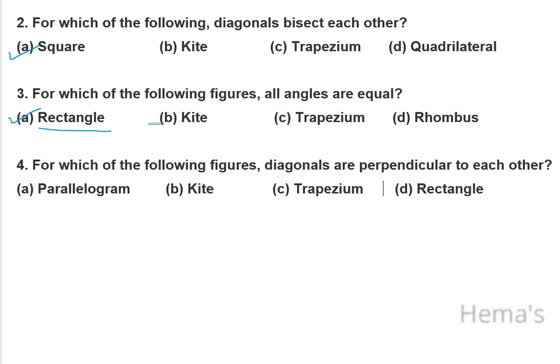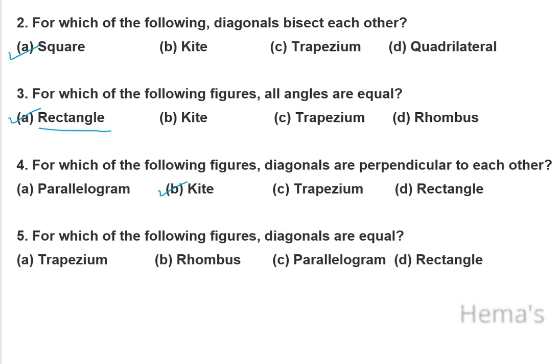Question 4. For which of the following figures are the diagonals perpendicular to each other? In case of a kite, the diagonals are perpendicular to each other. So the correct option is B. Question 5. For which of the following figures are the diagonals equal? We know that the diagonals are equal in case of rectangles, so option D is the correct option.